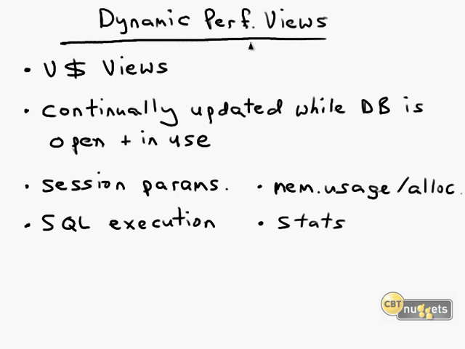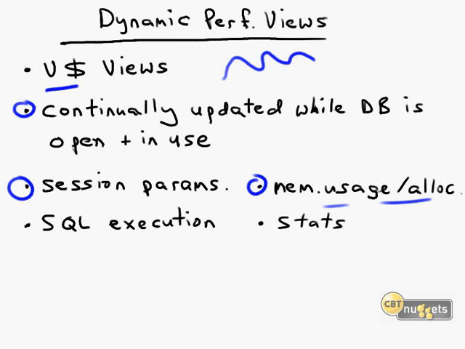So as I just mentioned, dynamic performance views are continually updated while the database is open and in use. And when you see the kind of data that's tracked by these so-called V$ views, that will make sense. Session parameters, obviously that's volatile. It's constantly changing as users connect into the database, as they do work and disconnect, as sessions go idle, as sessions are cleaned up. Memory usage and allocation, again, completely volatile.